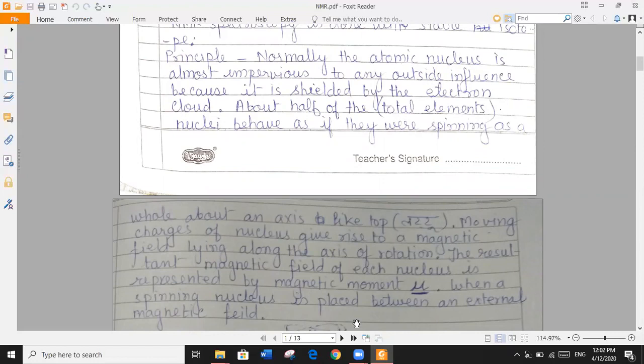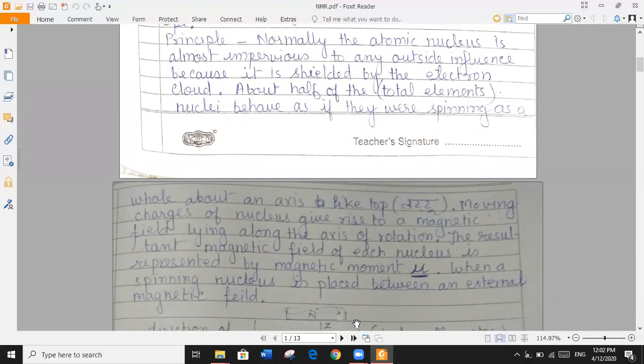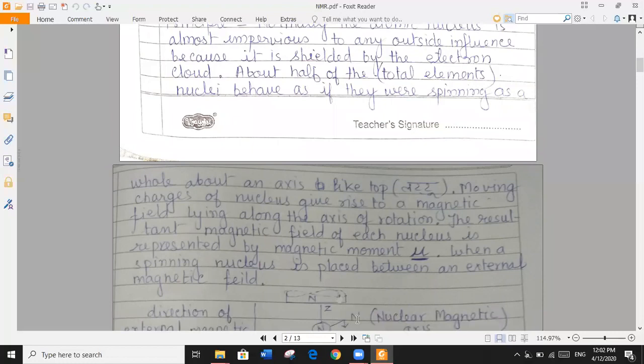Moving charges of the nucleus give rise to a magnetic field lying along the axis of rotation. Moving charges, what are they? Protons. The protons present in the nucleus of the atom spin like a top, so they create a magnetic field, and a magnetic field develops around the axis of rotation. The resultant magnetic field of each nucleus is represented by the magnetic moment. Moment is denoted by mu.